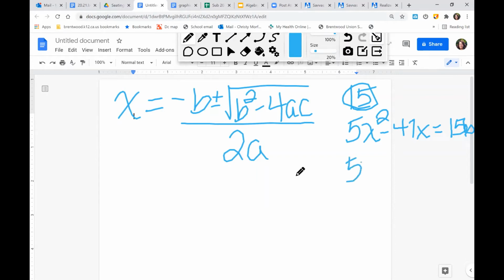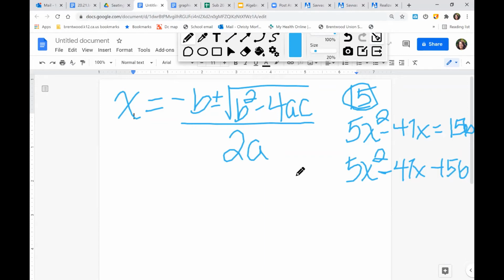So to write it in standard form, it really needs to be 5x squared minus 47x. And then if I bring that positive 156 over, it'll be negative 156. I've run out of space, but it should then say equals 0. Now it's in the proper format.